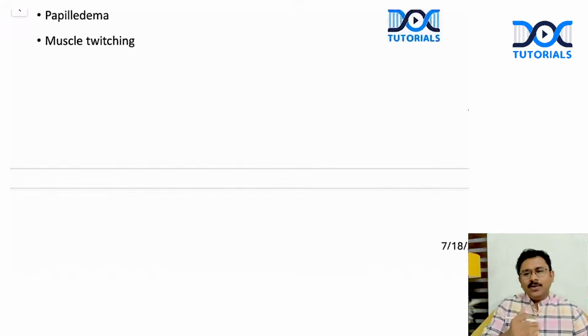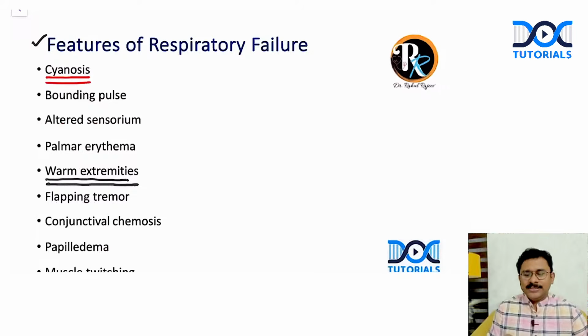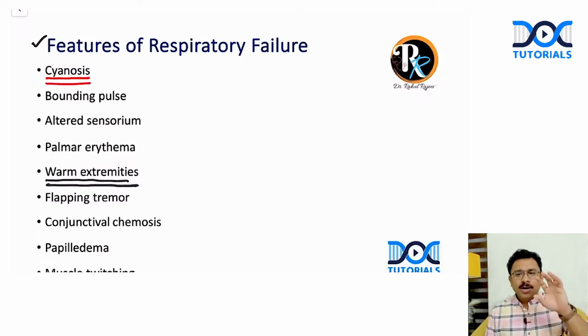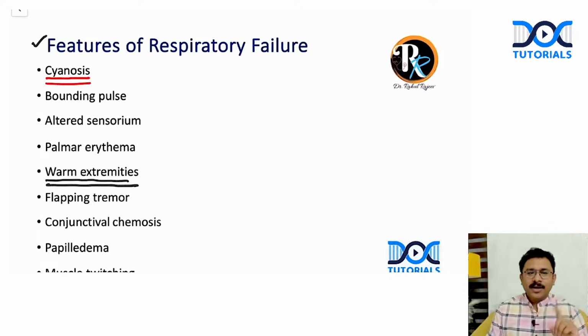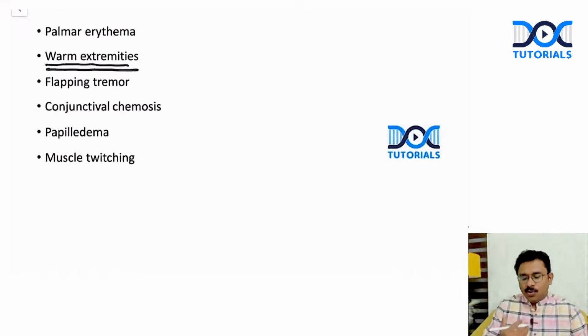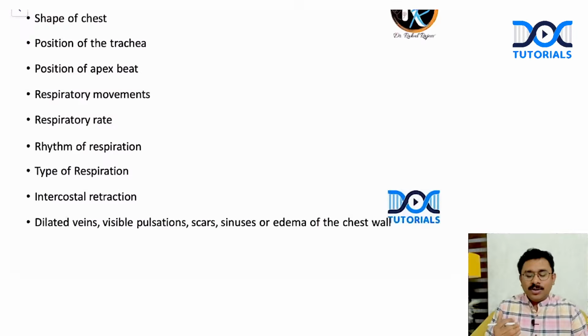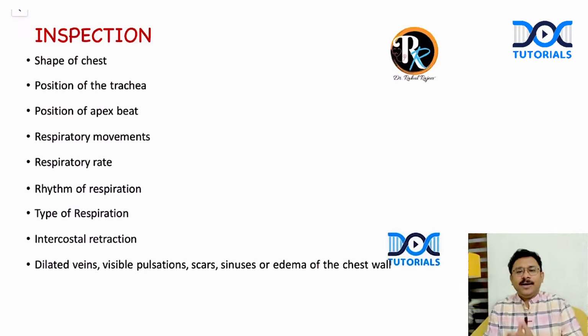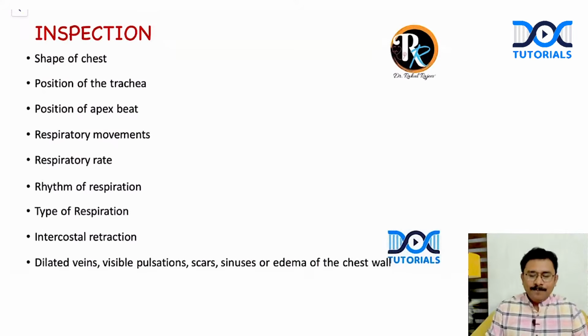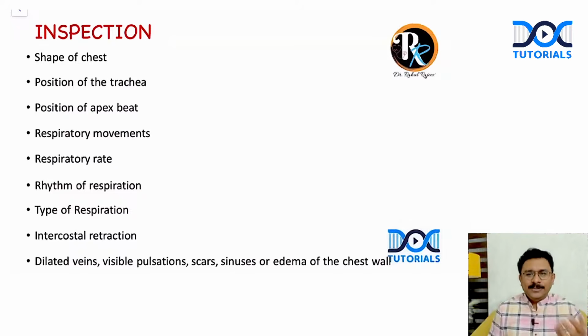Now, coming to the proper examination of the respiratory system, it is also important to examine the upper respiratory tract. So you should not be missing out on the examination of the upper respiratory tract. But again, in this discussion, I'll be quickly focusing on the important points, especially in relation to the lower respiratory tract. So as always, there is inspection, palpation, percussion, and auscultation.